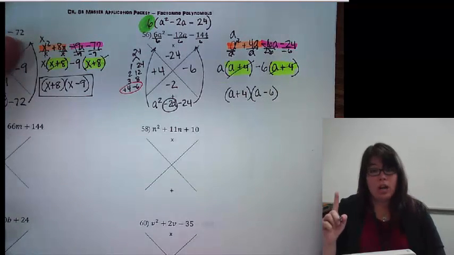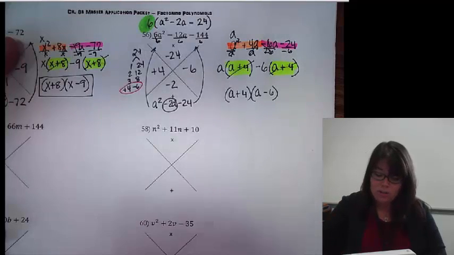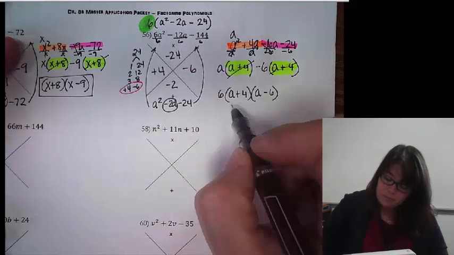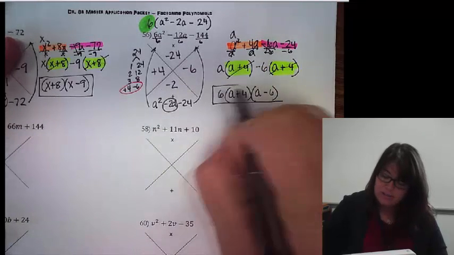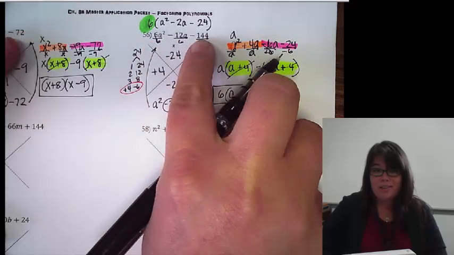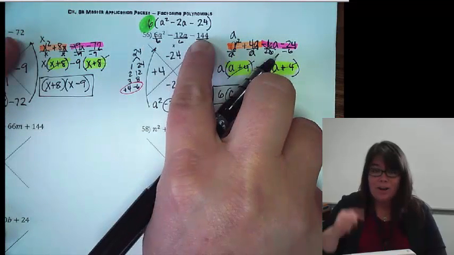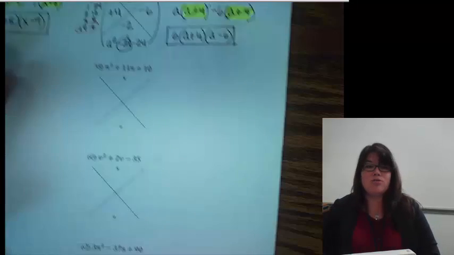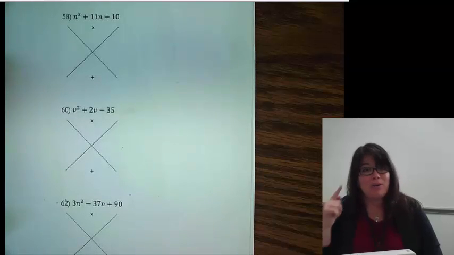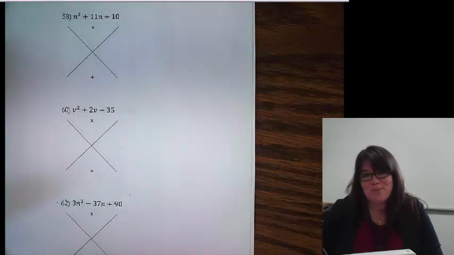Done. Check for that greatest common factor. Go back to your original. Do I have a greatest common factor? Ooh, I sure do. Let me put that out front. So there are my factors. This is the factored form of the original polynomial. Okay, the original trinomial that I gave you. Why don't you pause the video and try number 58 and number 62, and then come on back when you think you've got it and check your answers with me.